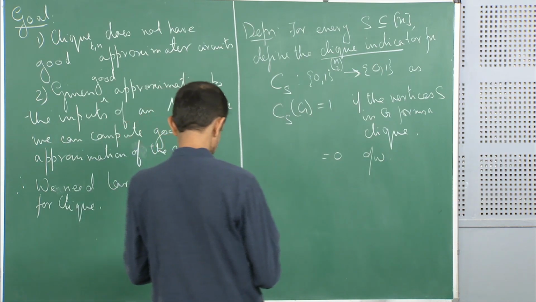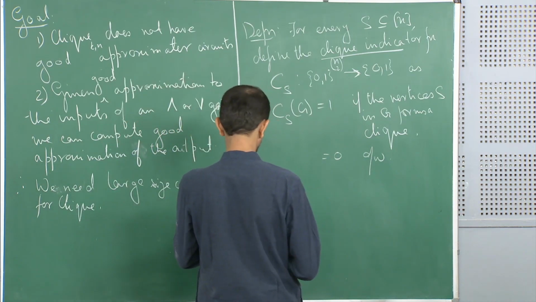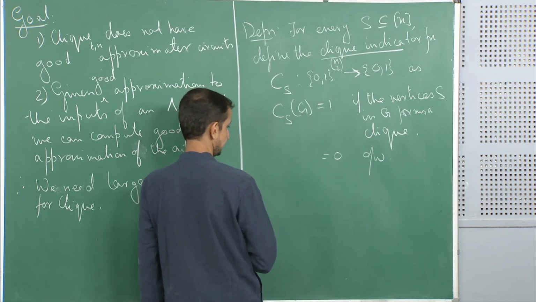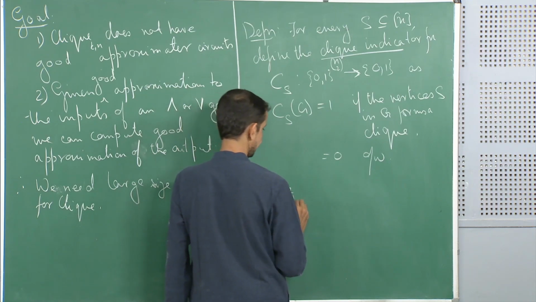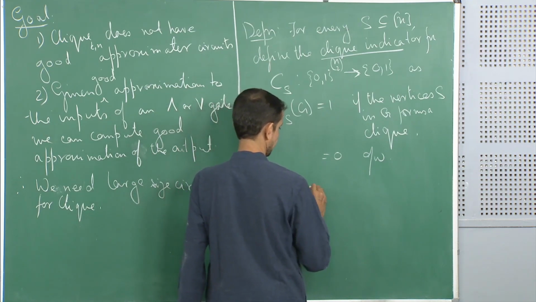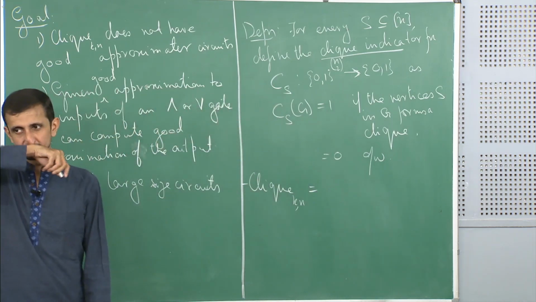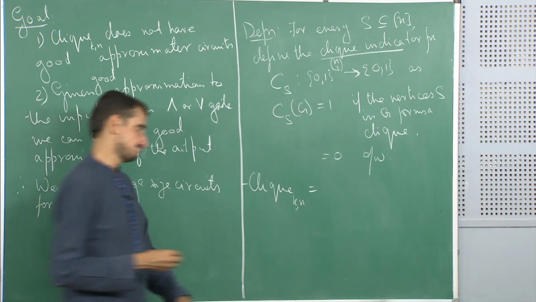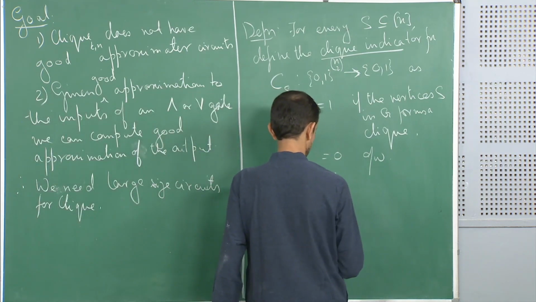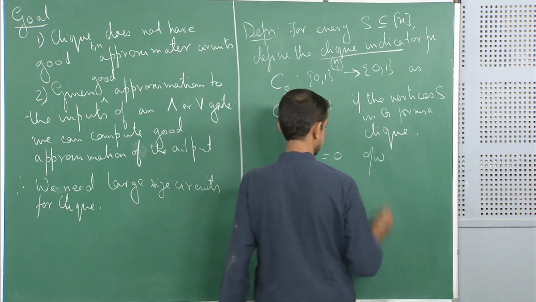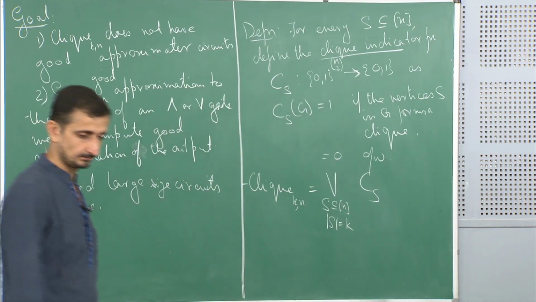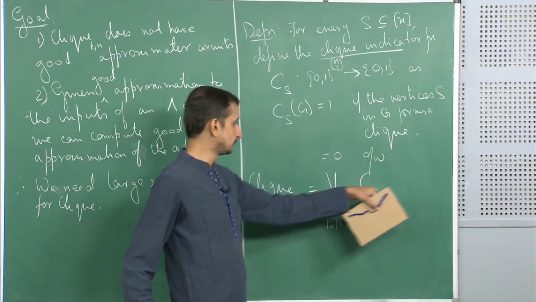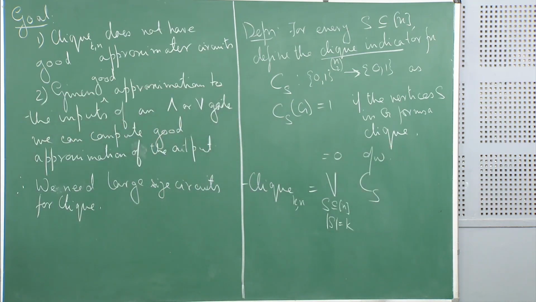And now we can define the clique function in terms of these. So, what would be the clique function in terms of these indicators? Or over all subsets of size k. Exactly. So, the OR over all S such that the size of S is k of CS. So, clique of G is equal to the OR of CS of G.